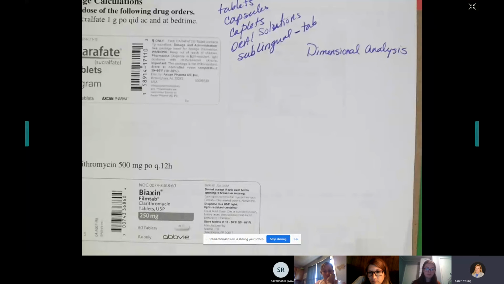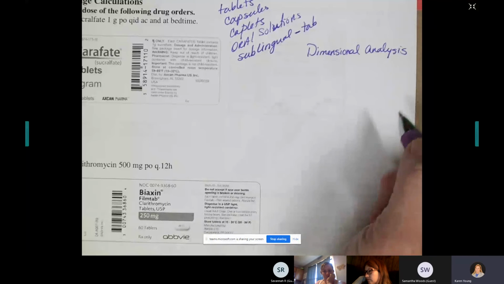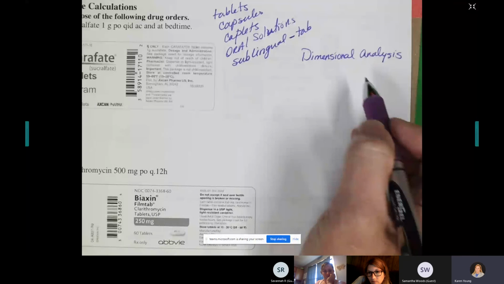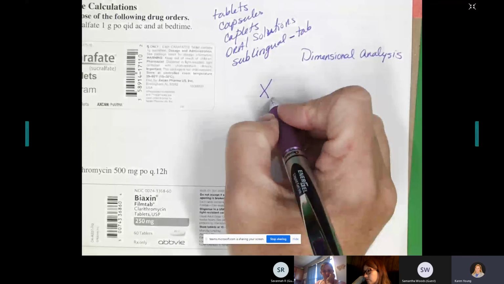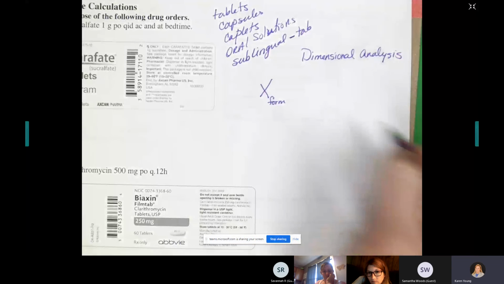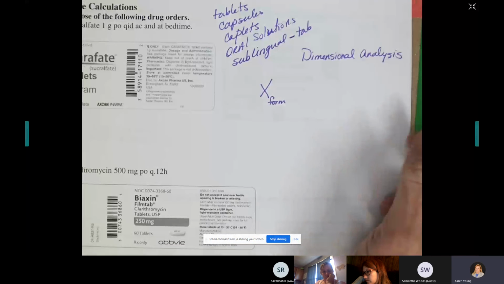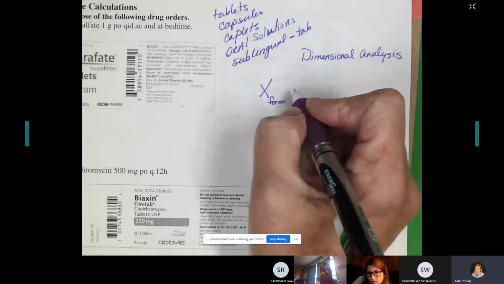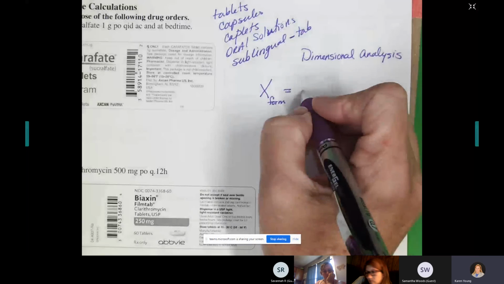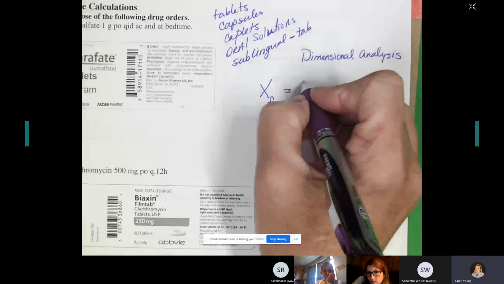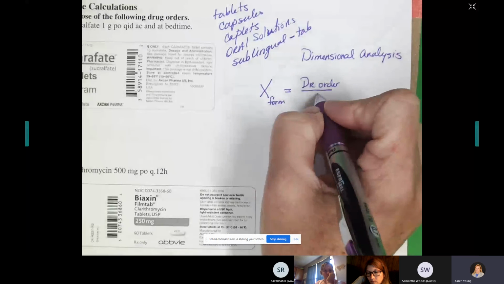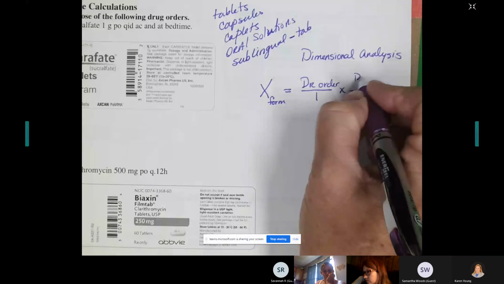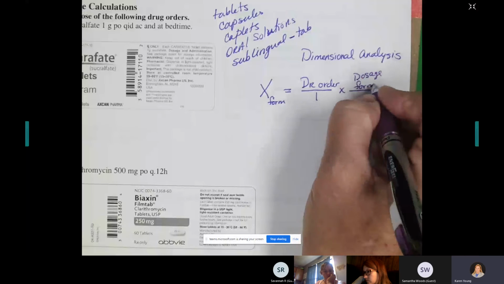Okay. So we're just getting started talking about oral dosages. We're going to do dimensional analysis. And it always starts out with X and then whatever our dosage form is, whatever we're looking for. And when I'm asking how much are you going to give, how much are you going to administer, it's always for one dose. So we're looking for one dose. And the way we look at this, it's our doctor's order, whatever the doctor or whoever placed the order. So it's the doctor's order over 1 times our dosage form over our dosage strength.